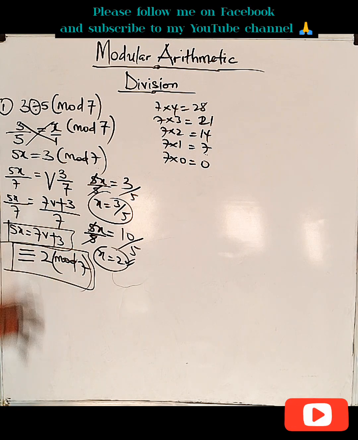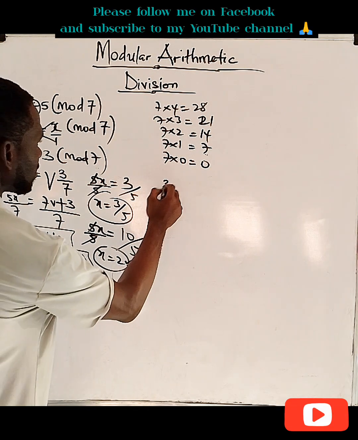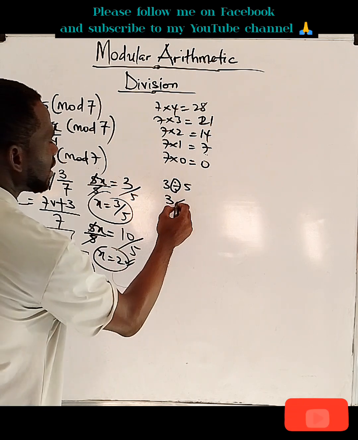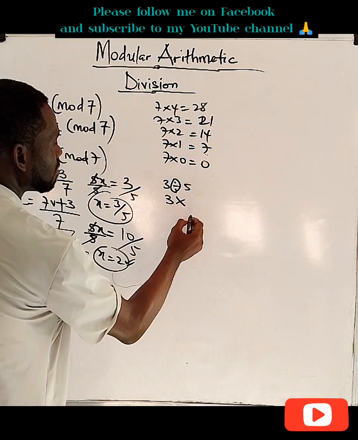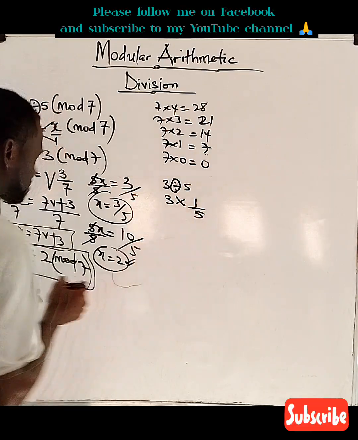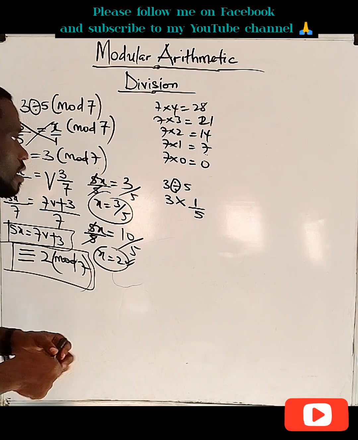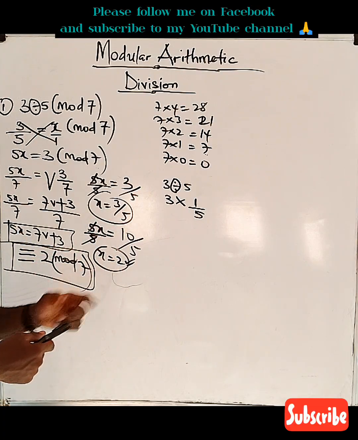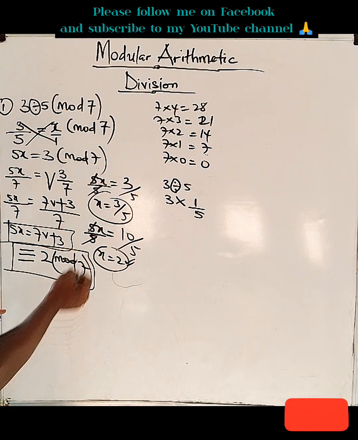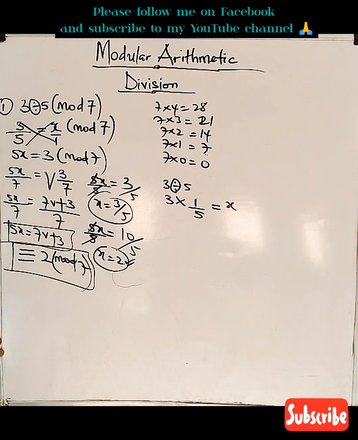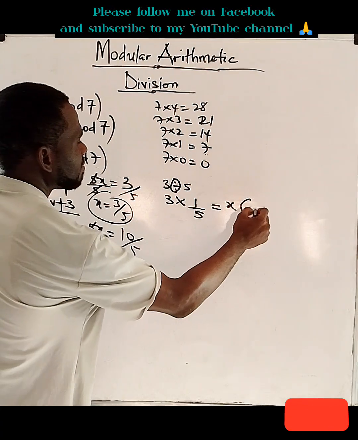In our previous lesson, we looked at the multiplicative inverse. So if 3 is being divided by 5, what it means is that we can say 3 multiplies the multiplicative inverse of 5, 1 over 5, like this. So 3 times 1 over 5, that's the multiplicative inverse of 5, is the same as 3 over 5. So 3 times 1 over 5 equals something, we don't know what it is, equals x modulo 7.